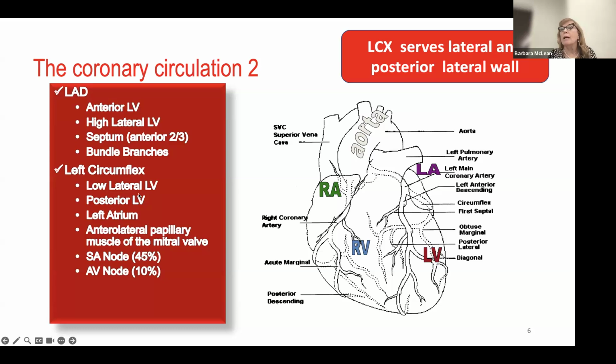So that would be usually in changes that we would see in V1 and later. The anterior septum, about the two-thirds of the anterior septum, and both the right bundle and the left bundle, and in particular, the left anterior fascicle. The left circumflex, which actually descends down to the lower lateral wall, the posterior LV in some percent of patients, the left atrium, papillary muscle, some of the sinus node, and very little of the AV junction.